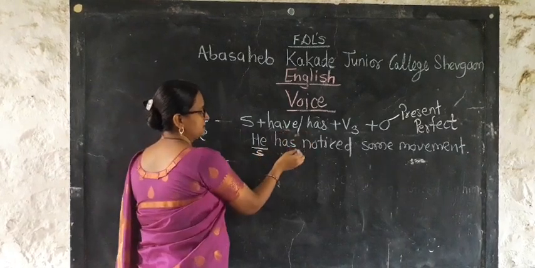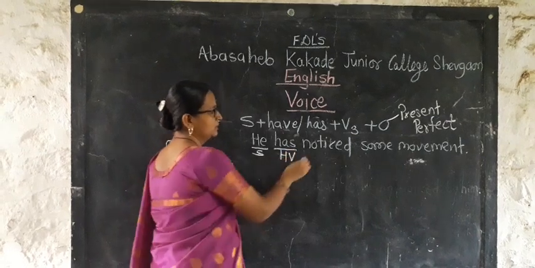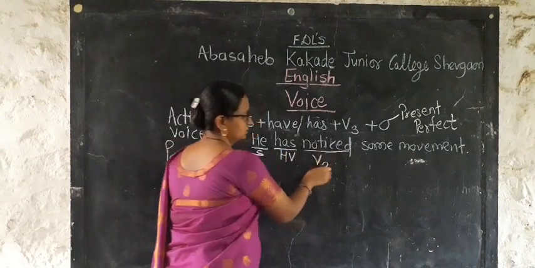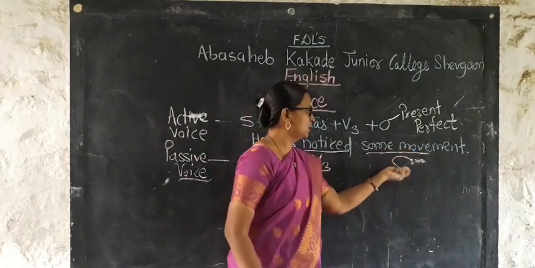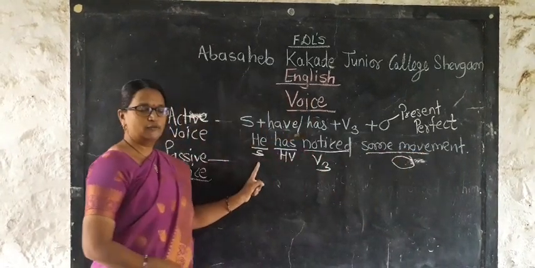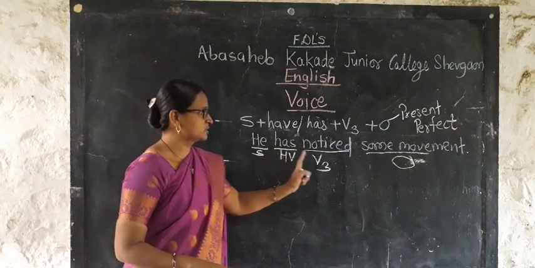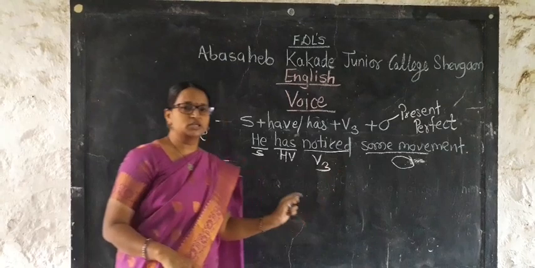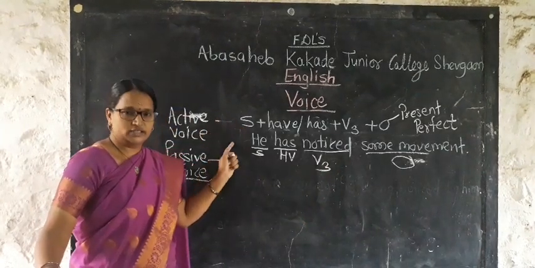Then have or has, we have used has. Here we have helping verb. Then noticed is the third form of the verb. Then some movement is the object. And so our structure is subject plus have, has plus V3 plus object, which is we used in active voice.